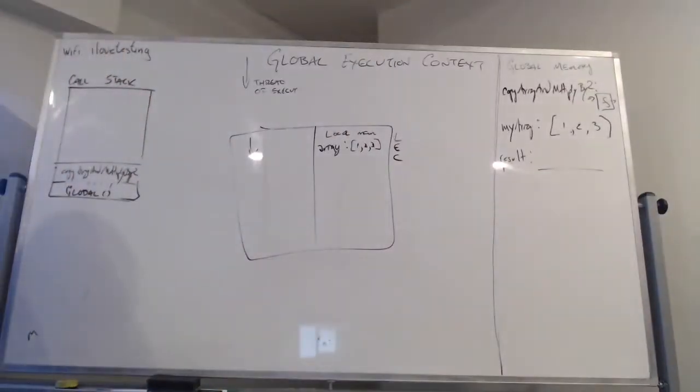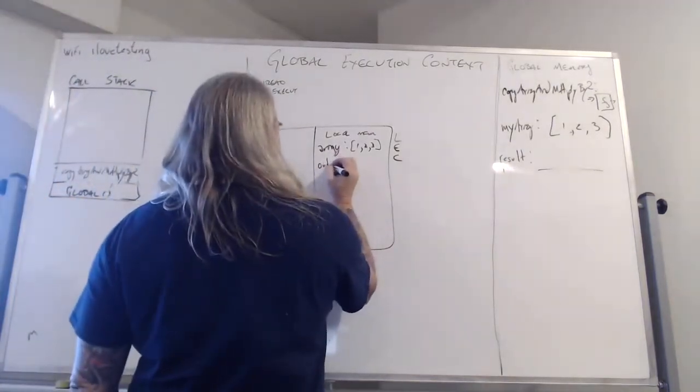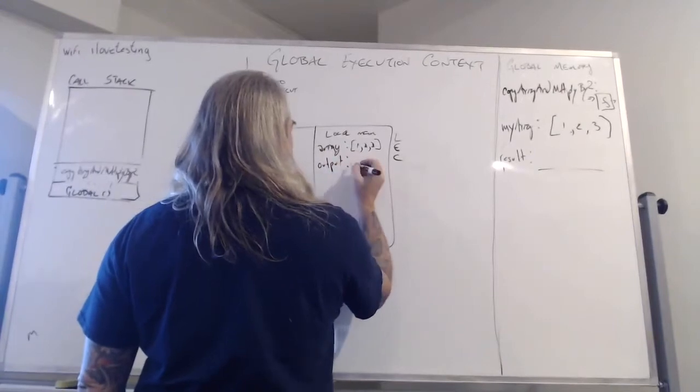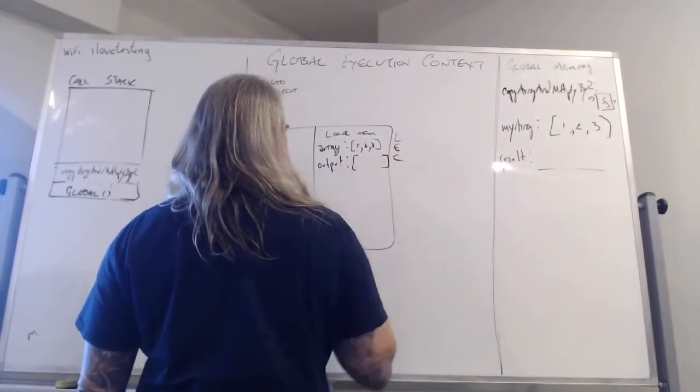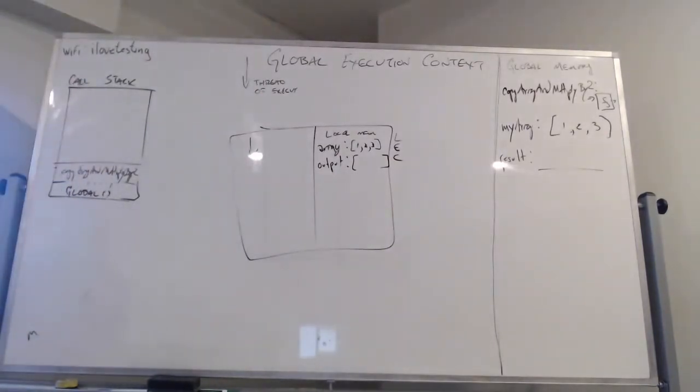All right. So now we're dropping in. Let's see, Dave, where are we going? We're going to declare the constant output in local memory and set it equal to an empty array. Output is equal to an empty array. All right. Amelia, where are we going next?